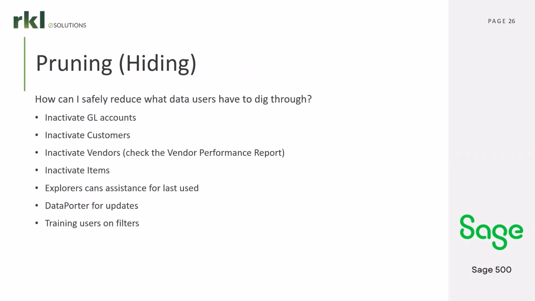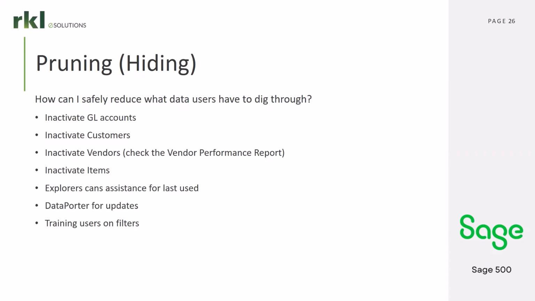So next thing I'm going to talk about is some housekeeping items. Some easy areas to reduce data to help with performance and straining resources is that you can inactivate some unused accounts, such as GL, customers, inactive vendors, inactive items. You can use the vendor performance report. It's a great way to rank your vendors and find out if you need to inactivate any. Then you can use tools like Data Porter to quickly update those statuses, such as active or inactive, for customers and vendors.